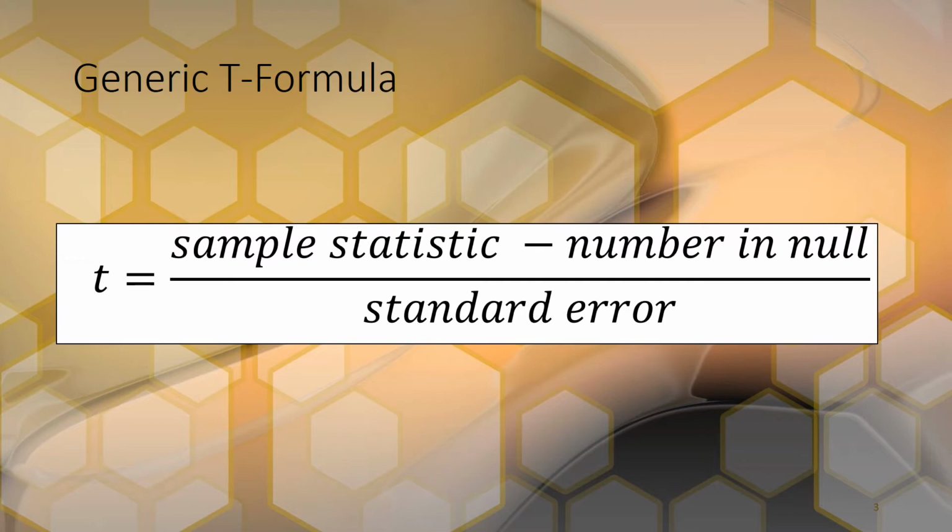I'm not going to go into detail about the standard error in this video because I already showed you how to calculate it in other videos, but I will talk a little bit more about the sample statistic and the number in the null. So for the sample statistic, if you're doing a 1 sample t-test, it's just going to be x bar, the mean. And you're only going to have one mean because you only have 1 sample. So that's for 1 sample.